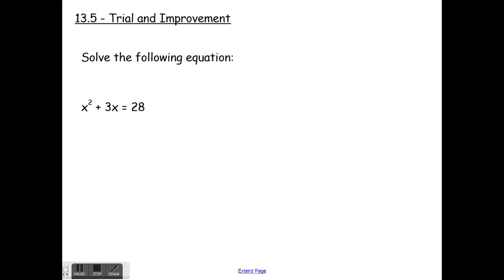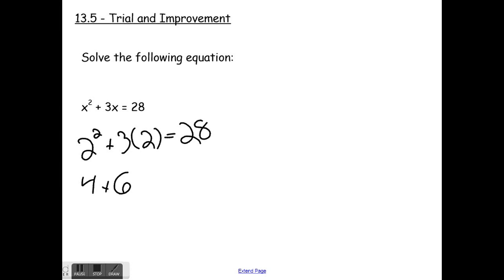So, what we do is this trial and improvement, guessing and checking. We're going to pick values for x and see if they work. So, for example, I'll start with x is equal to 2. So, 2 squared plus 3 times 2 should equal 28. If this is equal to 28, then I have the right answer. So 2 squared is 4, plus 3 times 2 is 6, which is equal to 10. So those are not the same. So 2 is not correct. But my answer is less than 28, so I will increase my value for x.